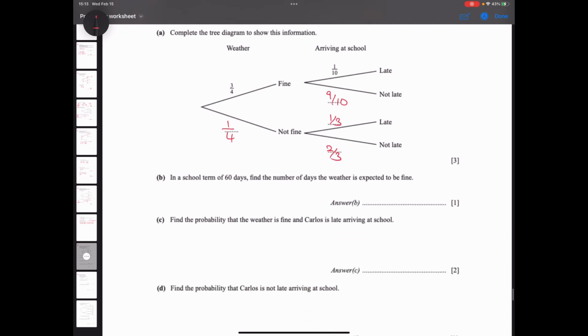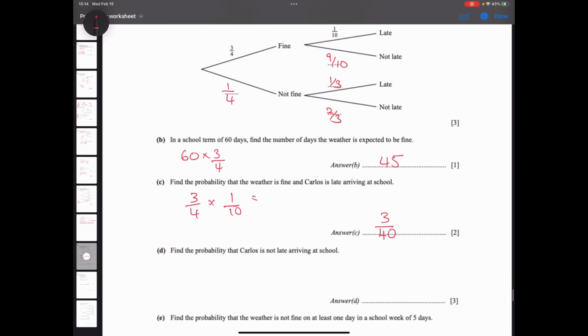In a school year of 60 days, find the number of days that the weather is expected to be fine. So 60 times 3/4, which is going to be 45. Find the probability that the weather is fine and Carlos is late arriving to school. So weather is fine, Carlos is late arriving to school. That is 3 over 40.